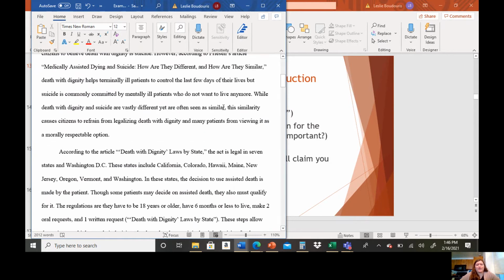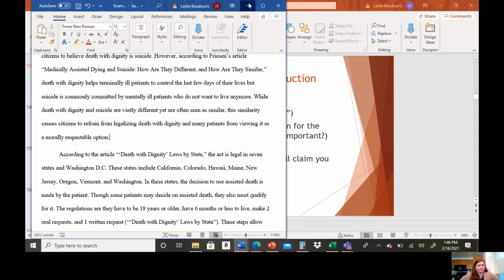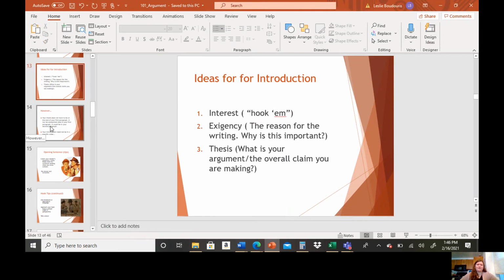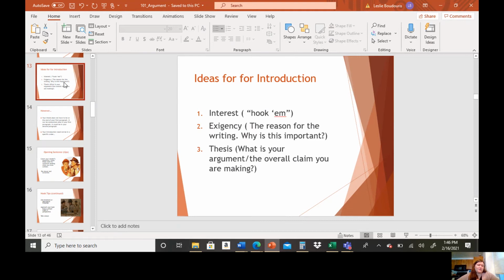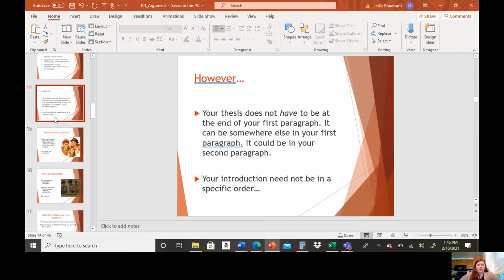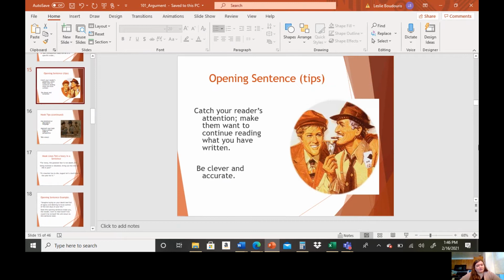So please make sure you pay attention to that as you're doing that complex book entry. But the examples I have in this PowerPoint are from that essay. So if you're having trouble understanding what the thesis is or anything, come back to this PowerPoint for that information. Okay, so opening sentence tips.